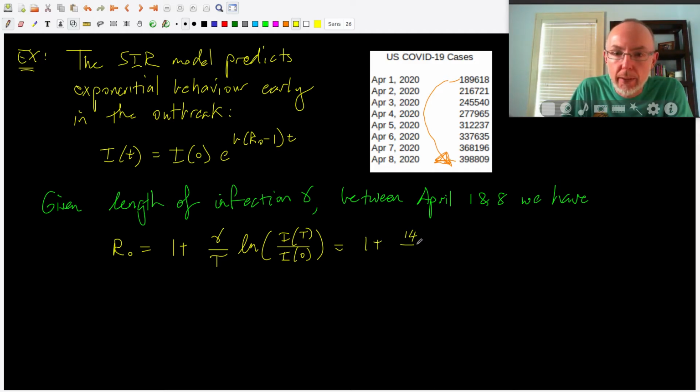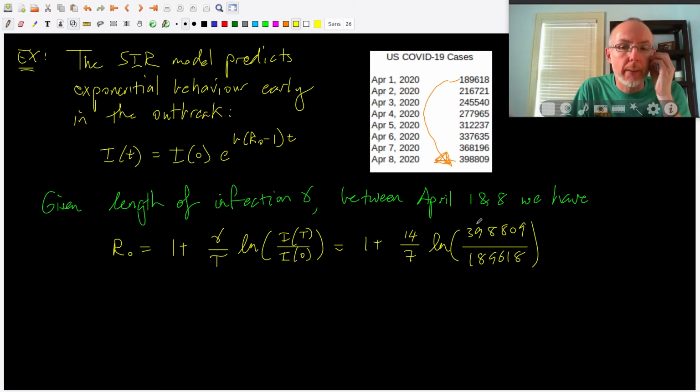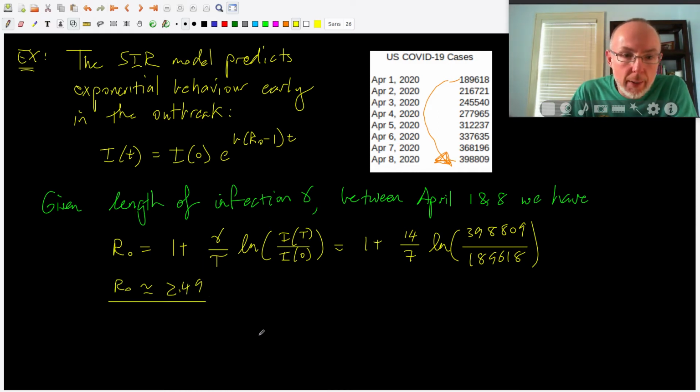Assuming again that we've got an infectious period of 14 days, we've got a 7-day period here, and then we just need to plug in the ratio of the number of infections in those two times. And notice that that's pretty close to 2. It's a bit bigger than 2. So this is close to the doubling time for the number of infections in April. And if we calculate that, we find that the R0 is about 2.49.